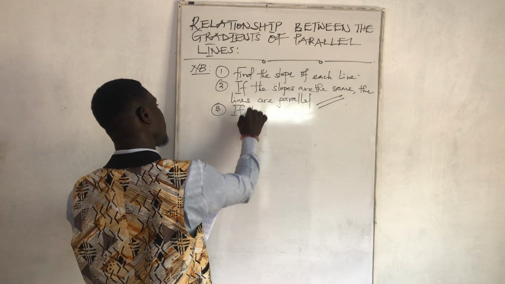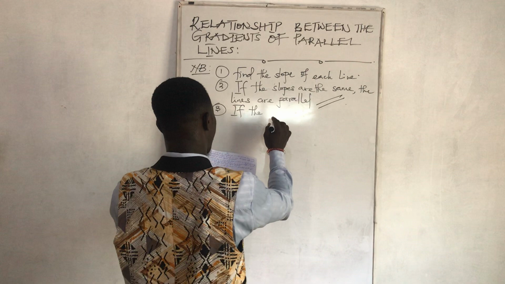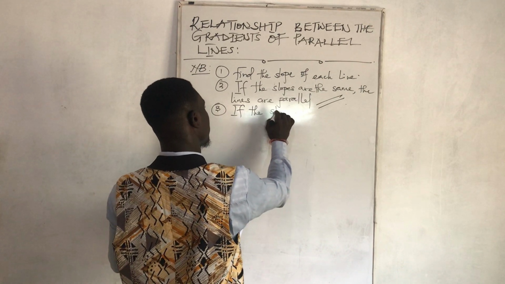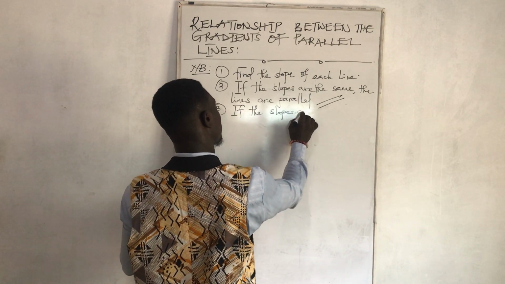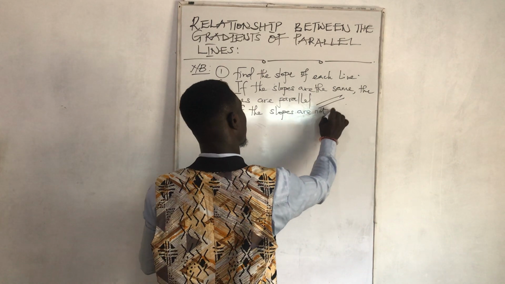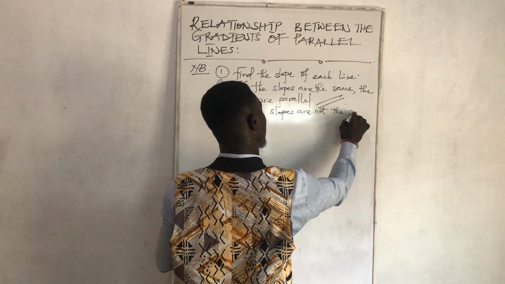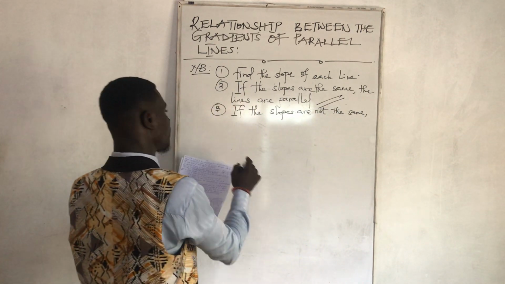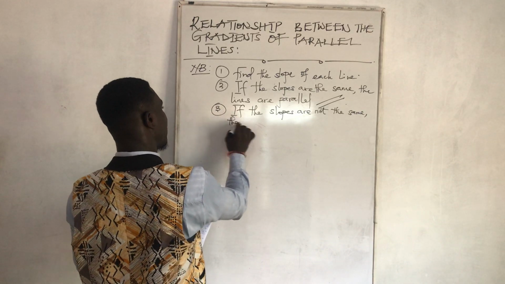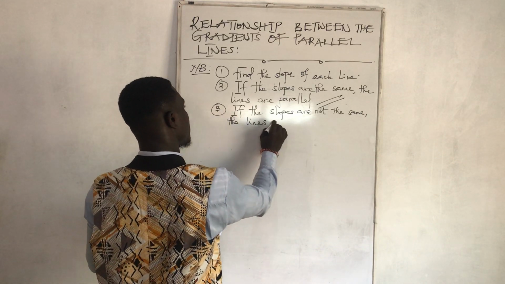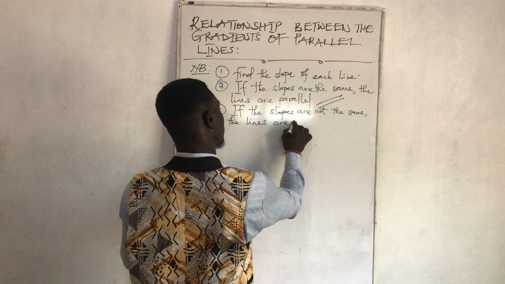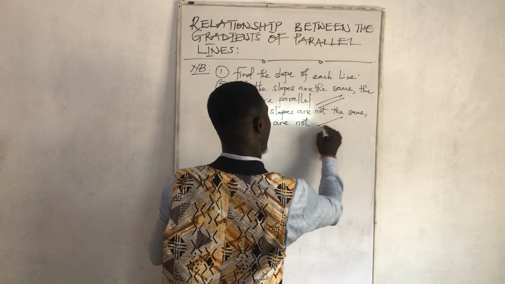3, if the slopes are not the same, the lines are not parallel.